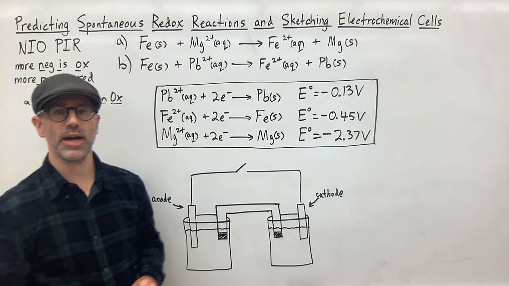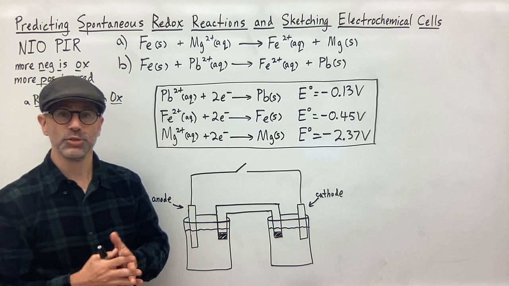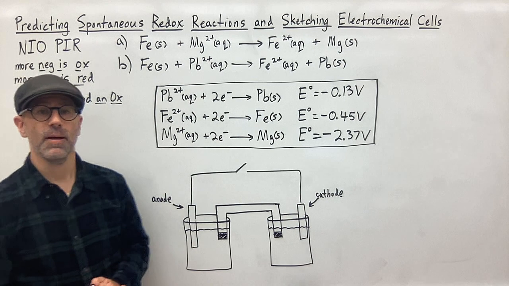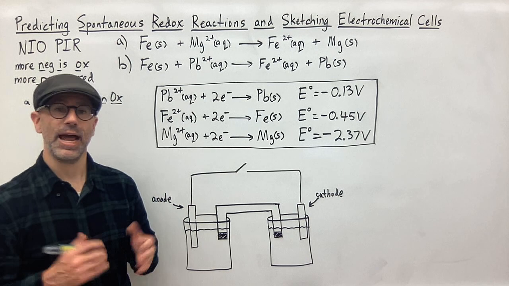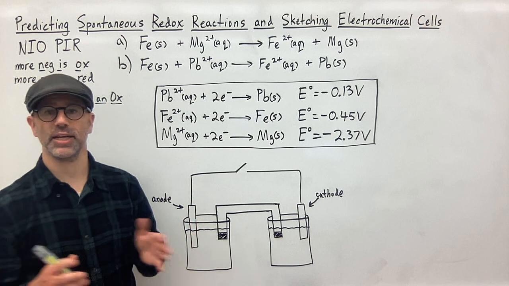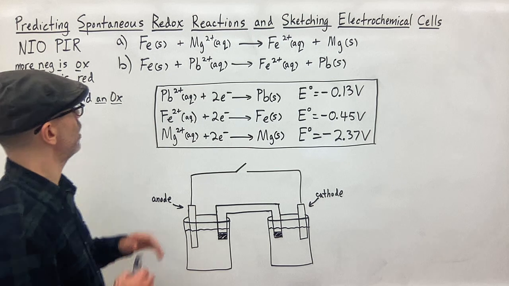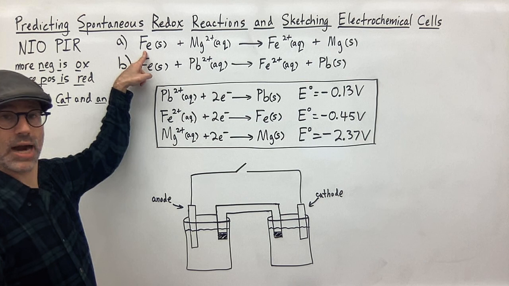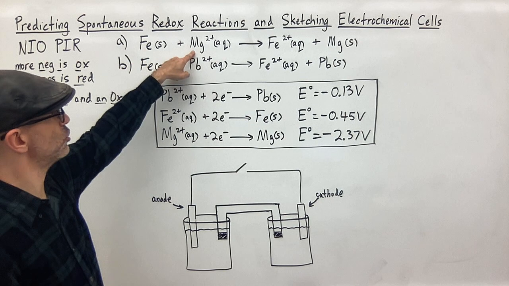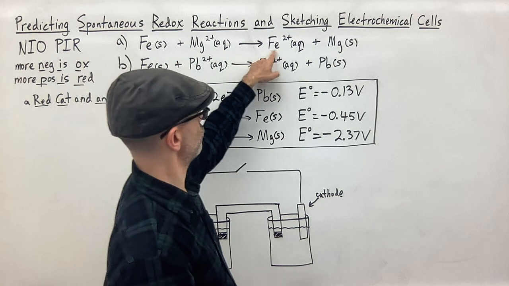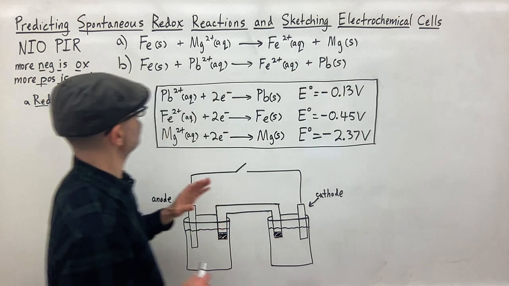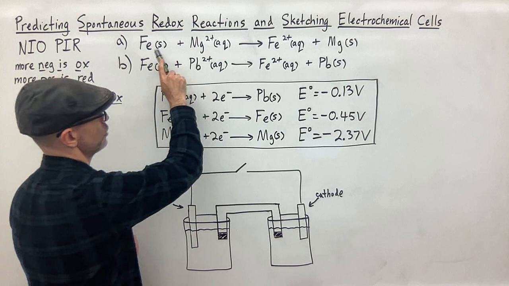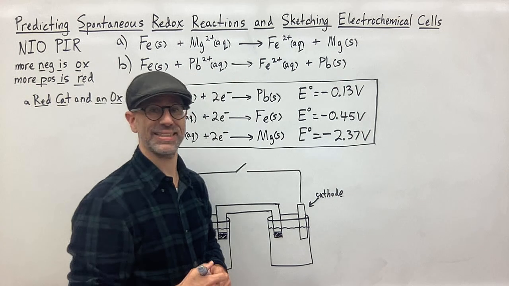The first thing when you're trying to figure out whether or not this reaction is going to actually be spontaneous is you need to break it apart into its half reactions, its oxidation half reaction and reduction half reaction. Looking at the oxidation states, iron has a 0 oxidation state here, magnesium has a 2, iron has a 2, and then of course this has a 0. So iron here is going from 0 to +2, so it's losing electrons. Loss of electrons is oxidation.